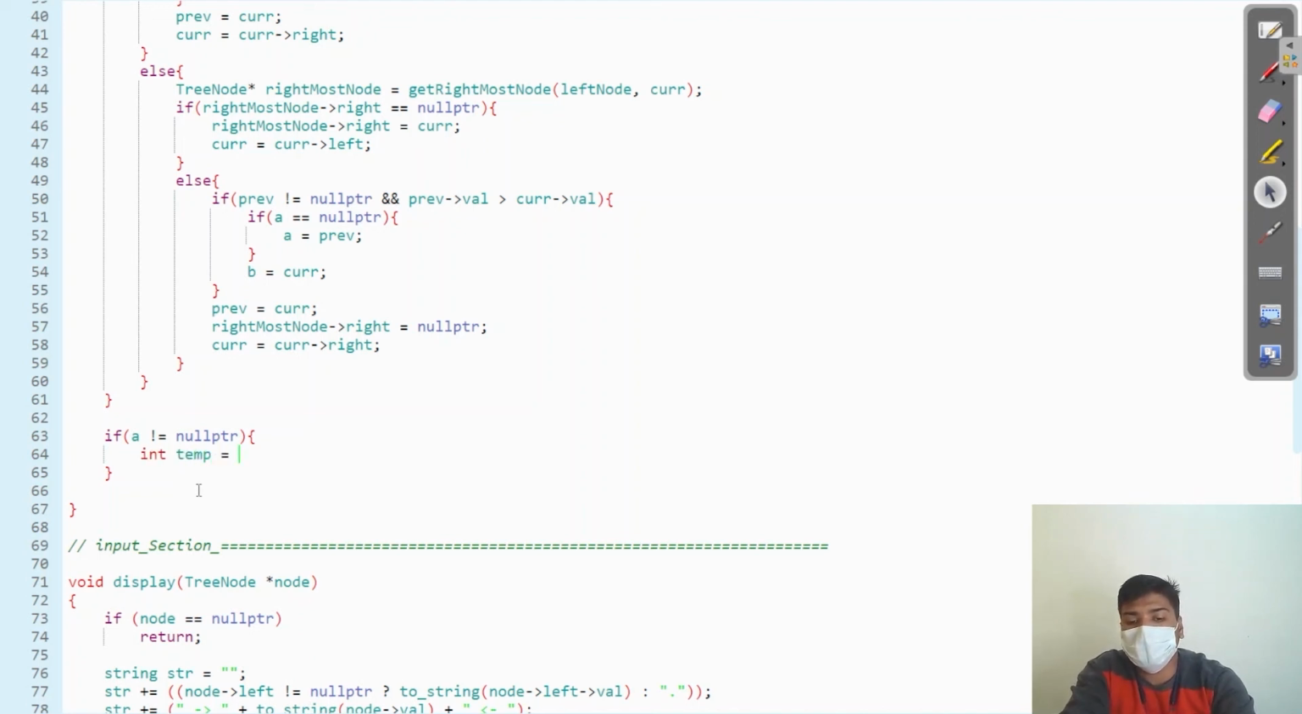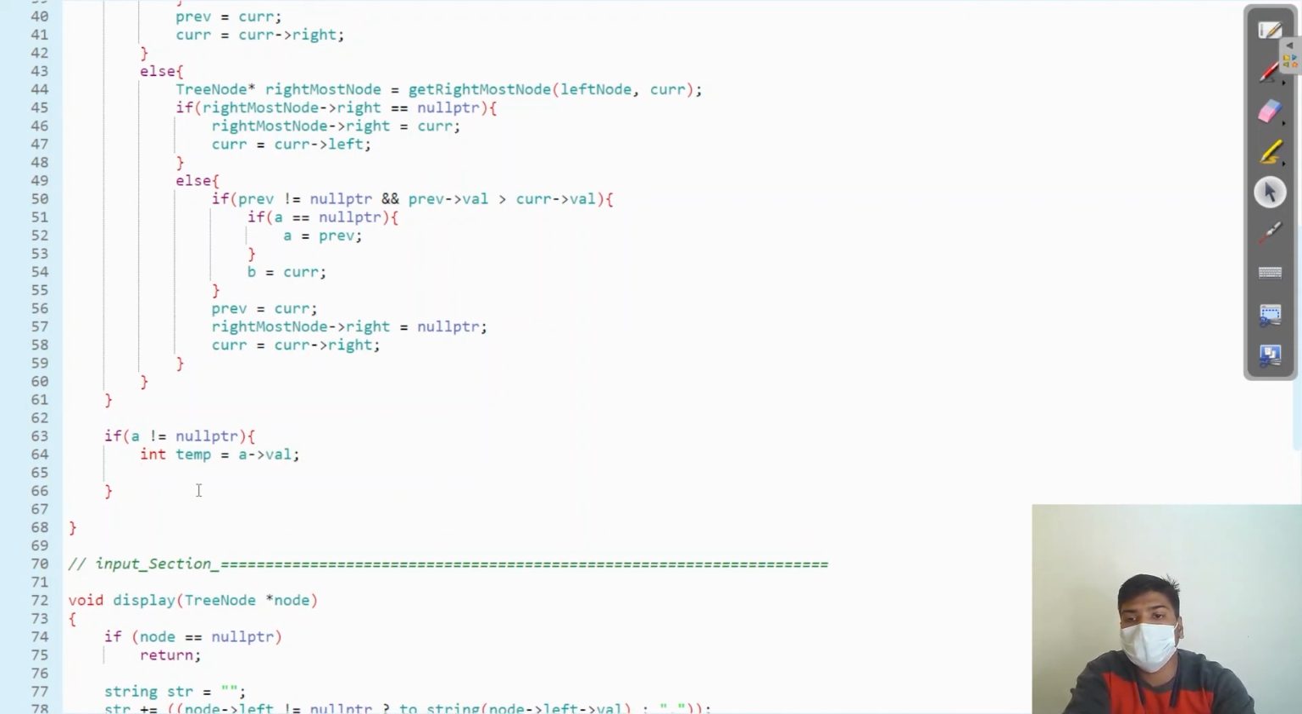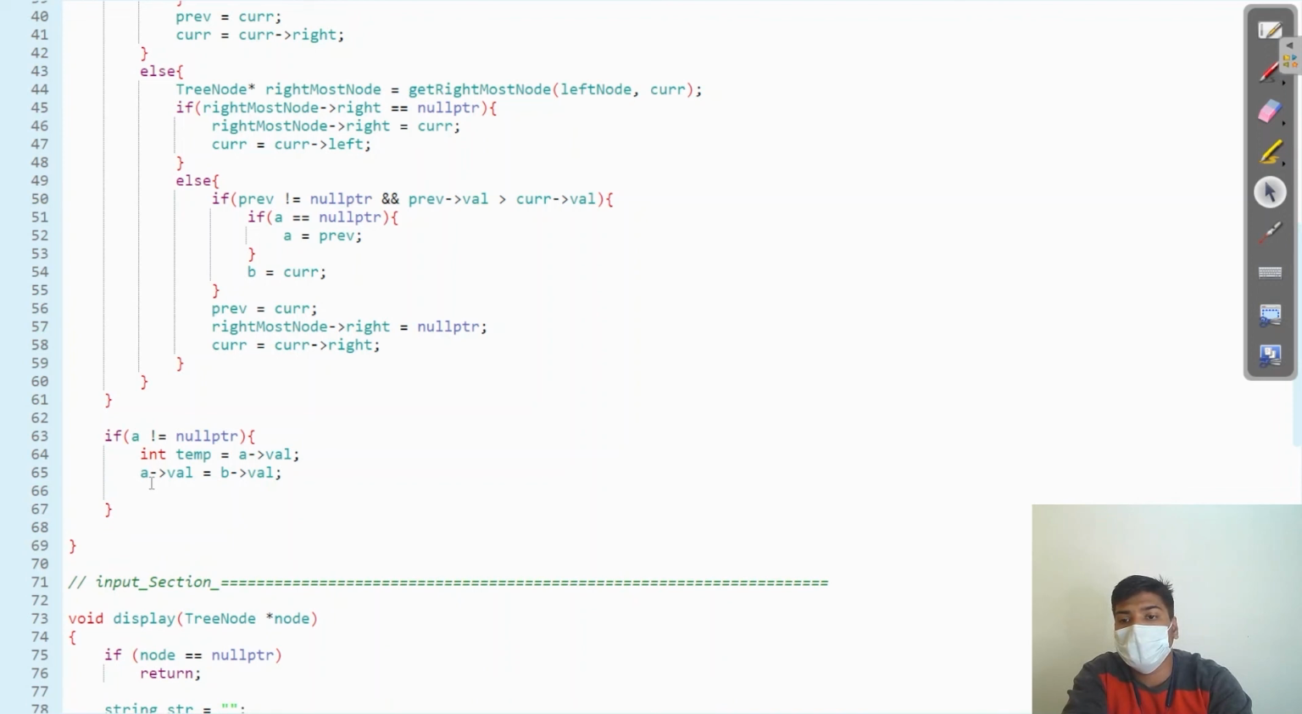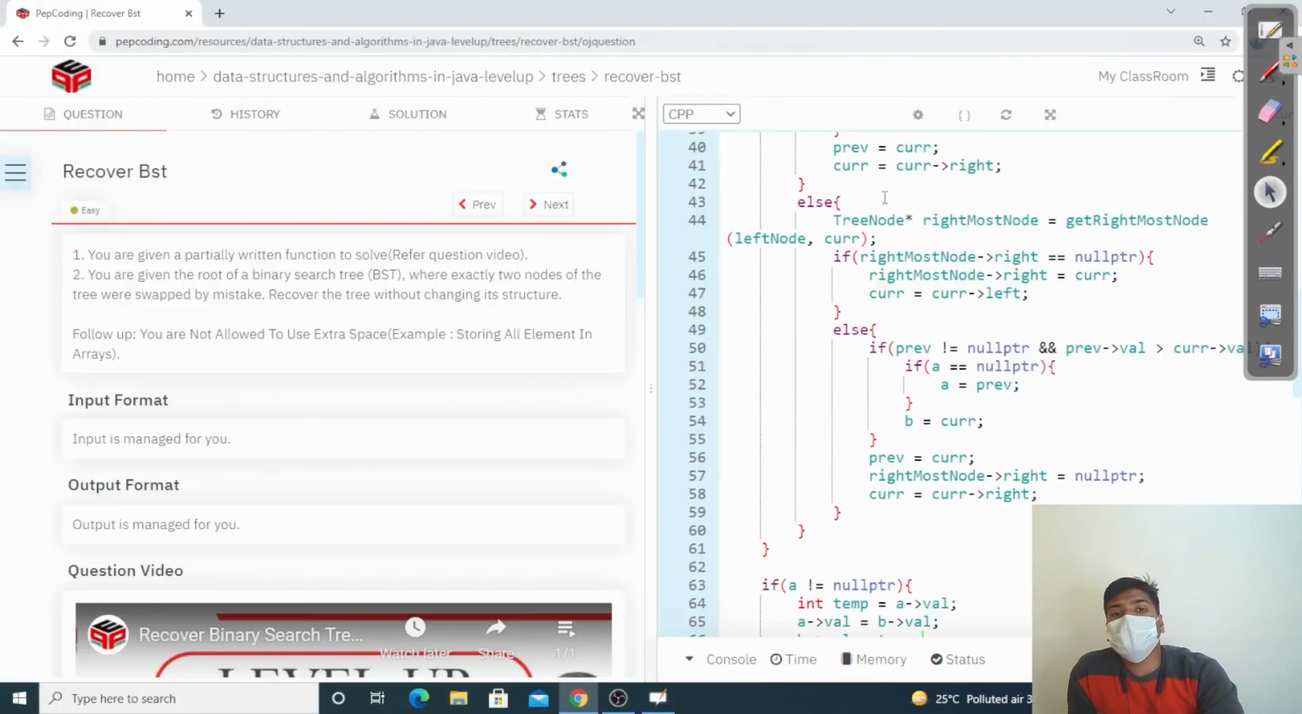If a is not equal to null, then we will simply take temp equals a, and we'll shift: a val equals b val, and b val equals temp. Okay, so let us give it a run now.